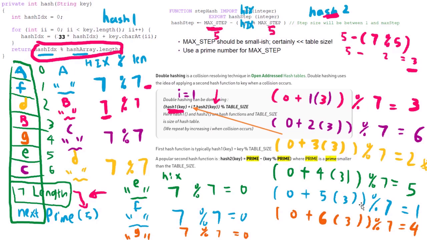So what do you notice in here? The I, what is the maximum I possibility? The maximum I possibility is actually array length minus 1. The maximum possibility of I is array length minus 1.